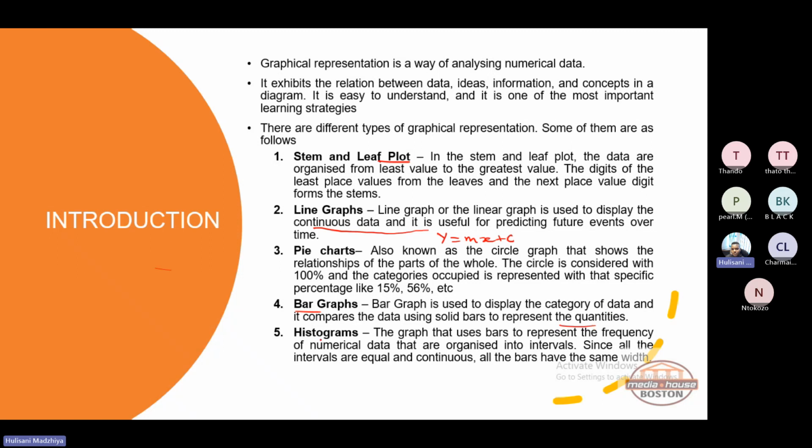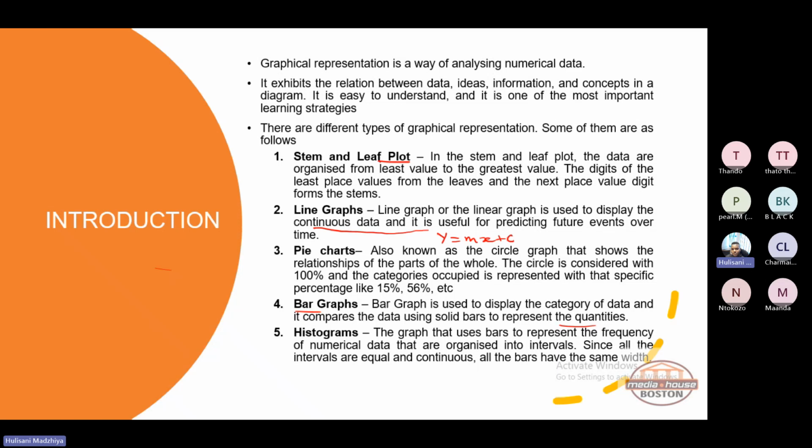And then we've got the histogram. The histogram is almost similar to the bar graph. The graph uses bars as well to represent the frequency of numerical data that are organized into intervals. Since all the intervals are equal and continuous, all the bars have the same width. So we cannot have bars of different width. There is always going to be the same width, but the length and the height will differ based on the data represented.